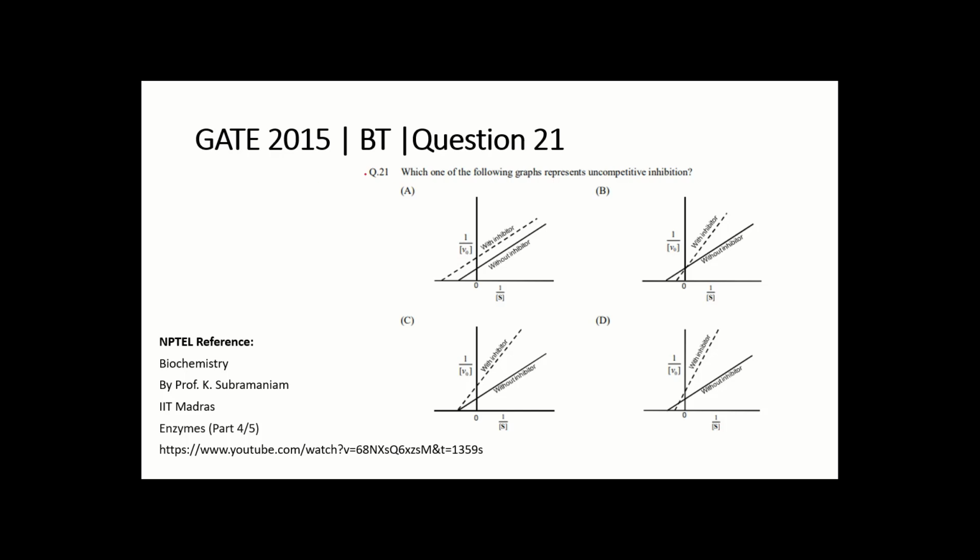Hello everyone. So in this video we will discuss question number 21 of GATE 2015. Which one of the following graphs represents uncompetitive inhibition? So 4 graphs are present here. Before answering it, we will first understand what uncompetitive inhibition is.